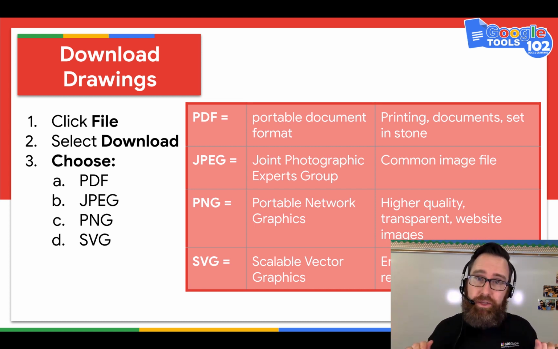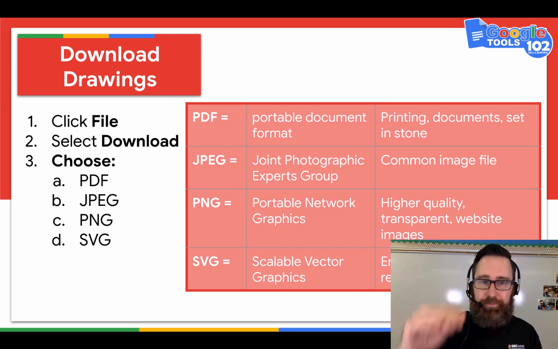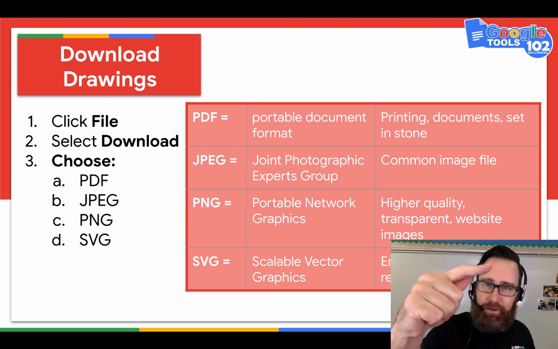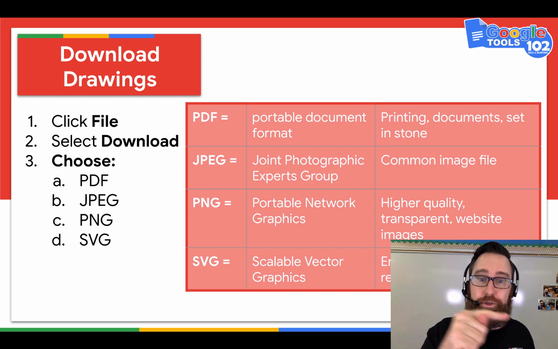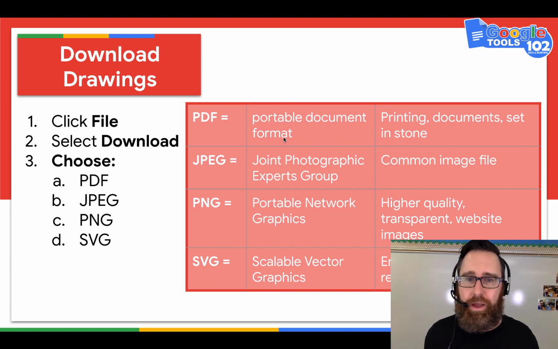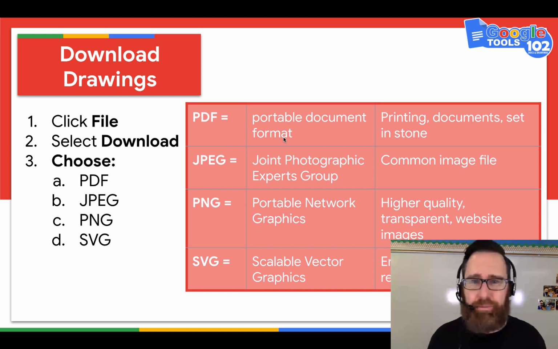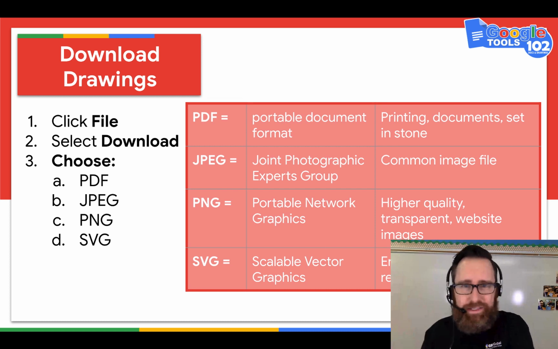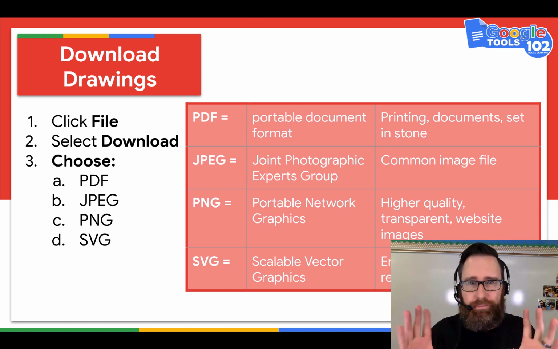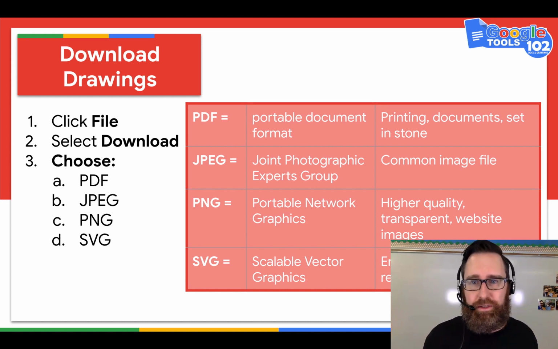But let's say you want it in like a document format. You can click File, Download, and choose PDF. That stands for Portable Document Format. I also like to say Printable Document Format because once it's in PDF, you can't really copy and paste it over to a doc. It's just really, it's kind of set in stone. So it's great for printing documents and setting in stone.